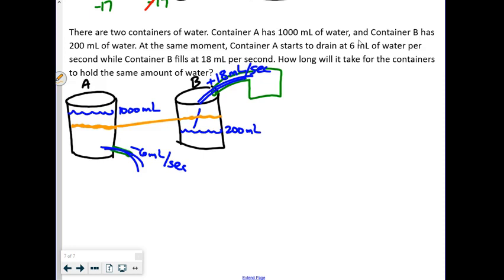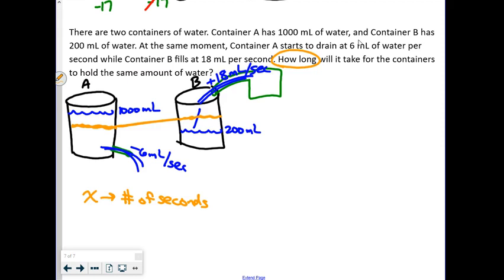Now, what is the unknown in all of this? The question asks how long. So how long? That's a time thing. And the time that we see here is seconds, because it's saying per second. So let's call X the number of seconds.